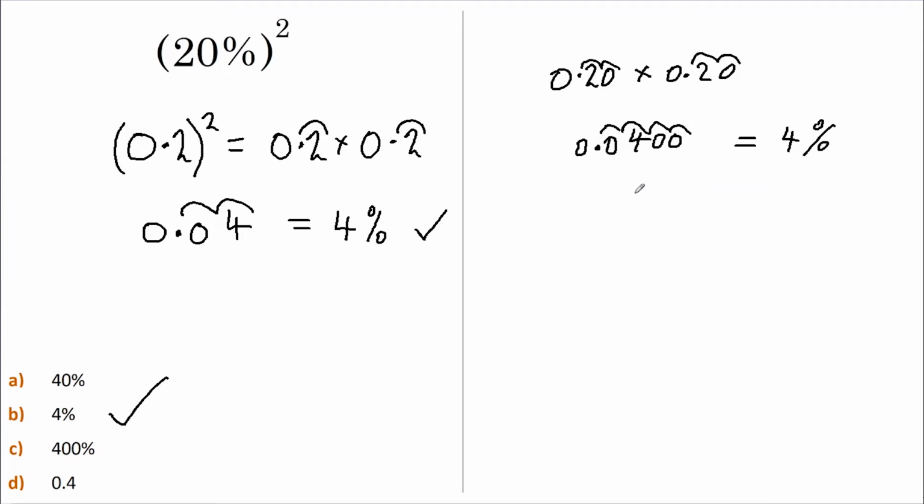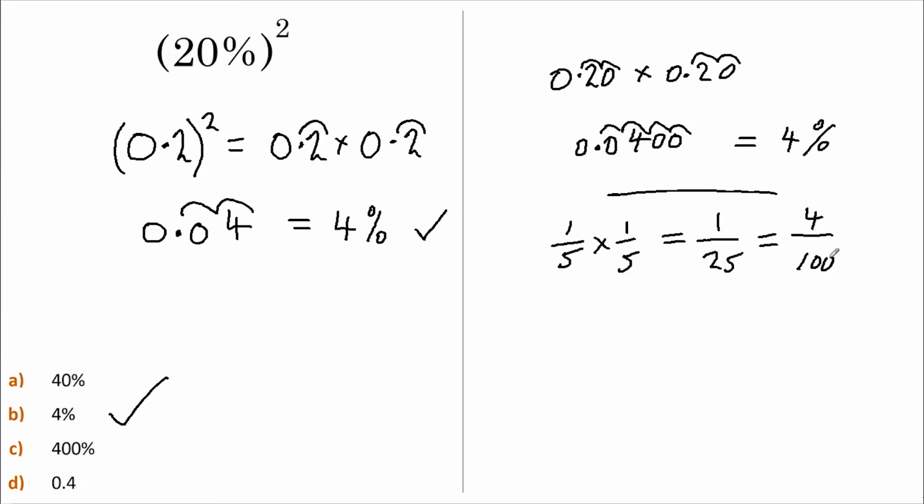What about if we had used fractions? 20% is 1/5. So we've got 1/5 times 1/5. That equals 1 times 1 is 1. 5 5s are 25. So the answer is 1/25. If we multiply the top and bottom by 4, we get 4/100. And 4/100 is 4%.